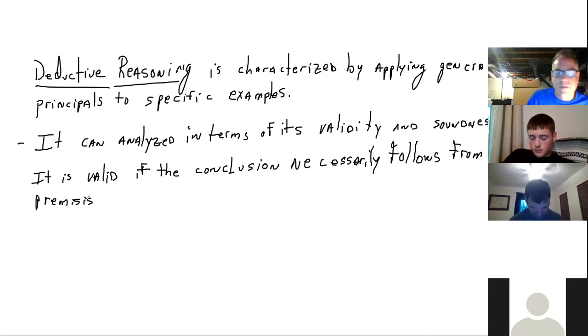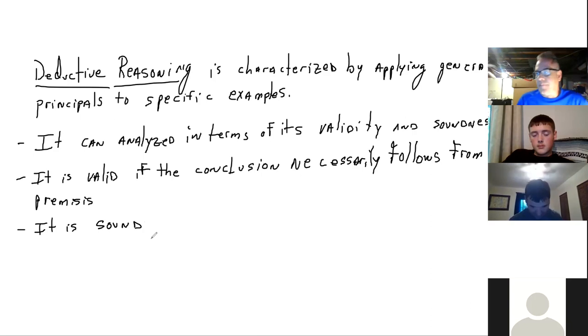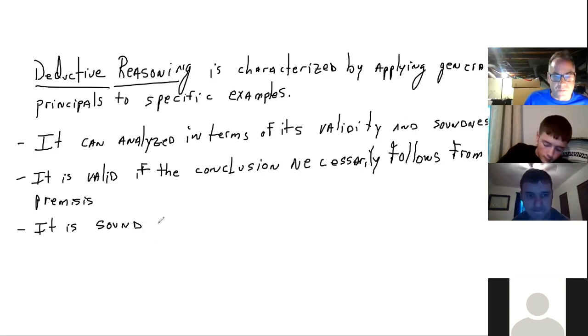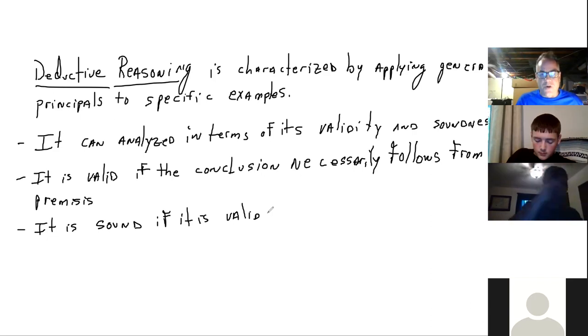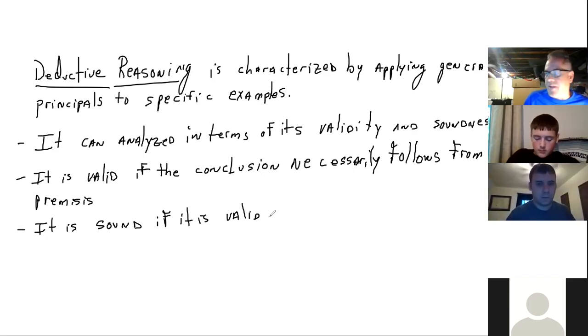Now, it is sound if it is valid. So if your conclusion does not logically follow from your premises, you can't be sound because you're not valid. So again, to be sound, you have to first go through that first check, and that is, is the argument valid? Right. So it's sound if it is valid, and its premises are true.